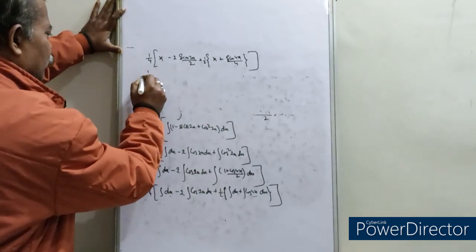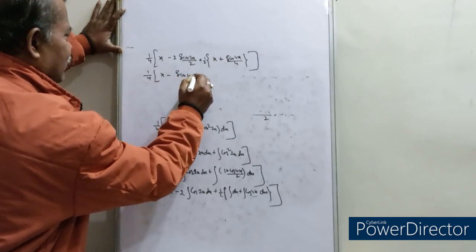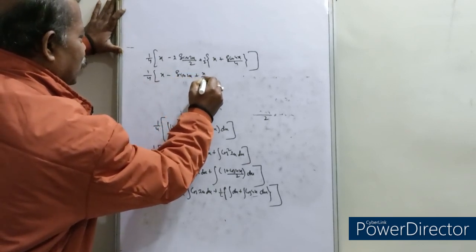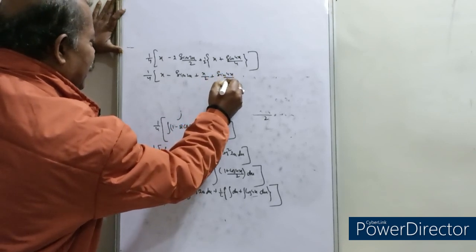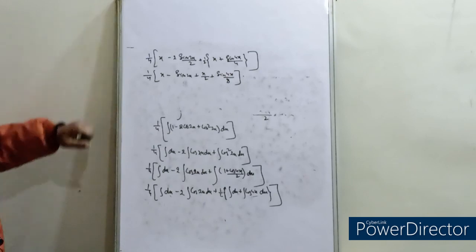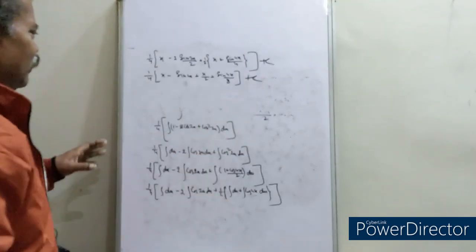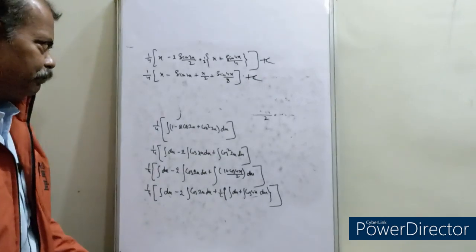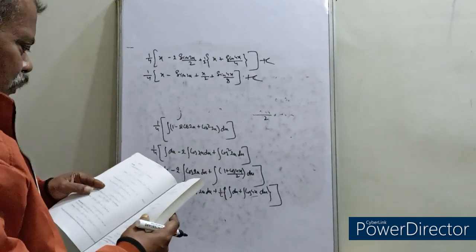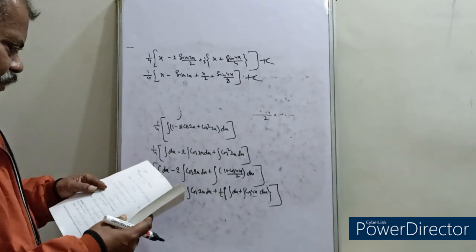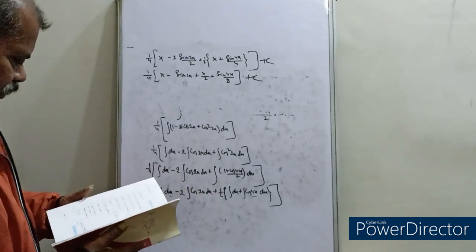Now 1 by 4 { x minus sine 2x plus x by 2 plus sine 4x by 8 }. Now here you can leave plus c, the integration constant. You can leave the answer here itself. So let us check what is the answer given here. Exercise 7.3, question number 10.